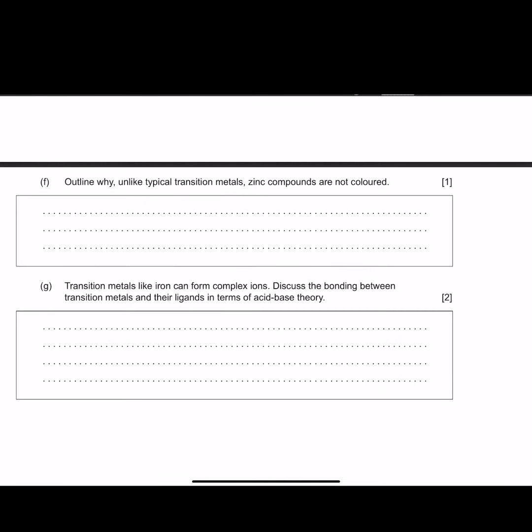Okay, in this question, we have to outline why, unlike the other transition metals, zinc compounds are not colored. For a transition metal compound to be colored, the main criterion is that it should have unpaired electrons in its D subshell. But zinc, or you can say the Zn2+ ion, has a completely filled D subshell. If a compound has no electrons in the D subshell, or has a fully filled D subshell, it won't show colors.